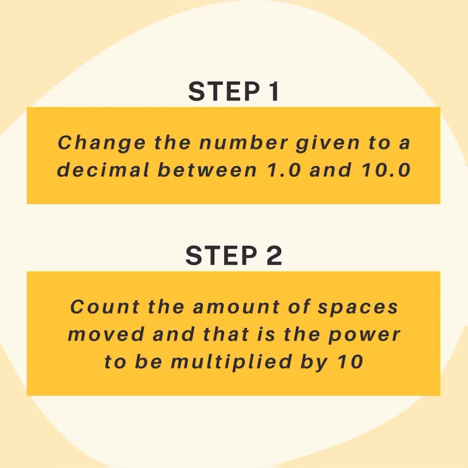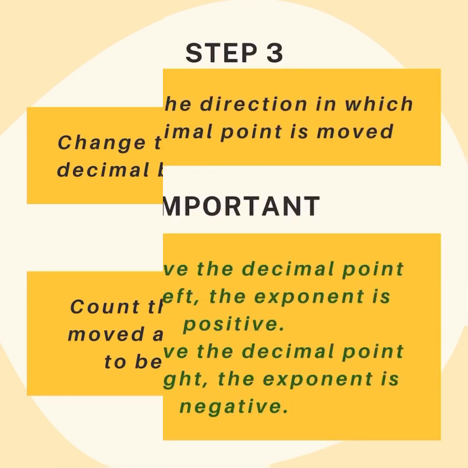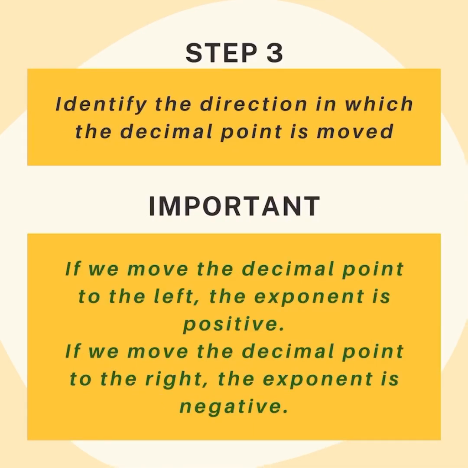When writing numbers in standard form, the first step is to change the number given to a decimal between 1.0 and 10.0. Then count the amount of spaces moved, and that number is the power that is to be multiplied by 10. The third and final step is to identify the direction in which the decimal point is moved. Something very important to remember: if we move the decimal point to the left, then our exponent is positive, and if we move the decimal point to the right, the exponent is negative. That is going to be explained.